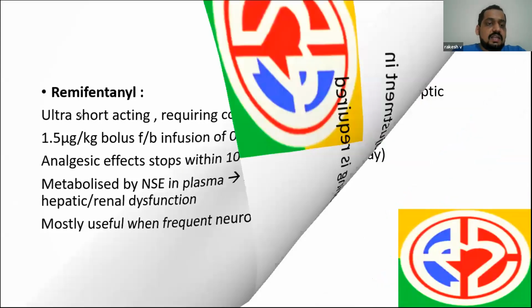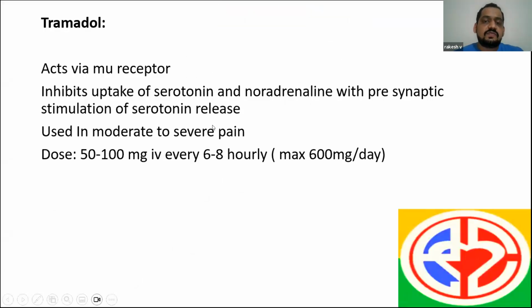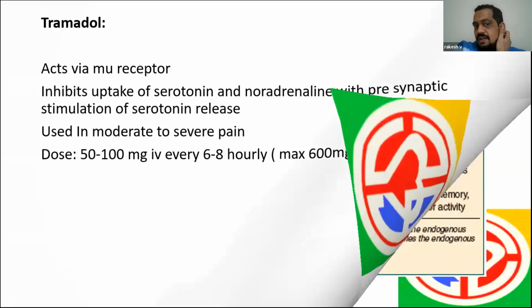Coming to another drug, tramadol, which acts as an agent. It inhibits the uptake of serotonin and noradrenaline with presynaptic stimulation of serotonin release. It's used in moderate to severe pain. Doses can go up to 100 mg every 6 to 8 hourly, and the maximum you can go up to is 600 mg per day with tramadol.